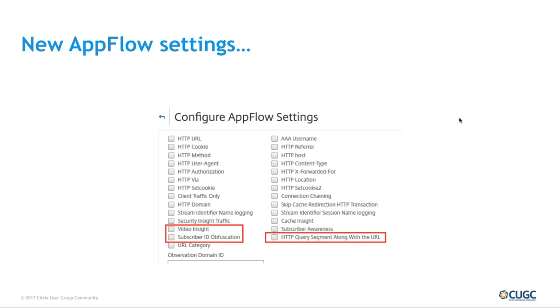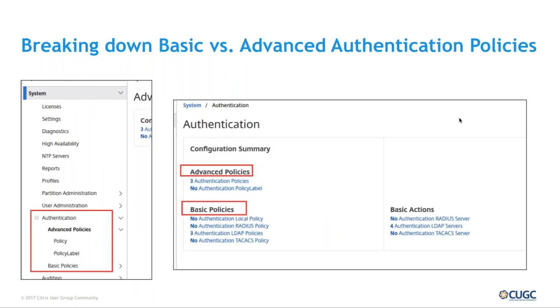And within the actual AppFlow settings, you'll see some new checkboxes there: video insights, subscriber ID obfuscation, and HTTP query segment along with the URL. These are more for the subscriber, the telcos. You will actually see in NetScaler MAS, there's a new section under insight for video specifically. And that's what Dave was alluding to a little bit earlier with some of the video optimization. Next.